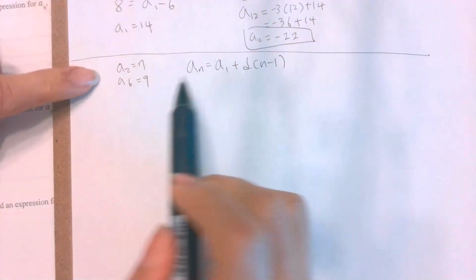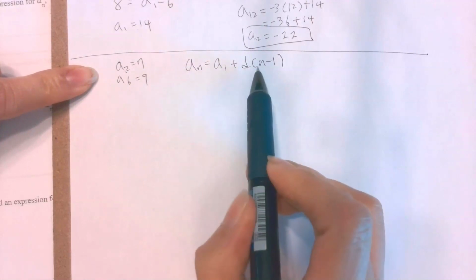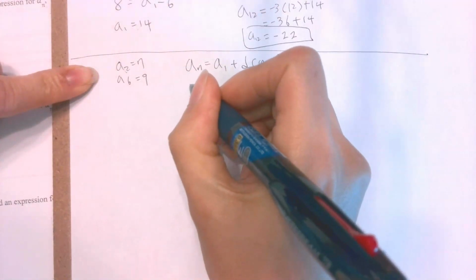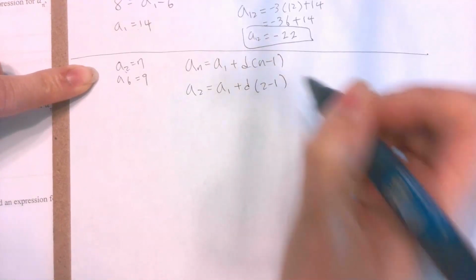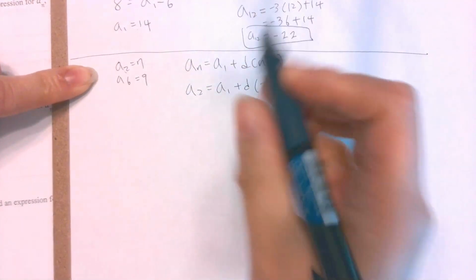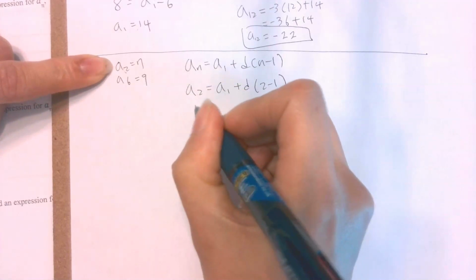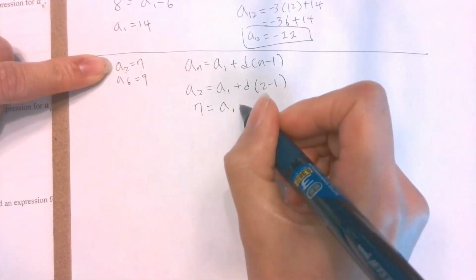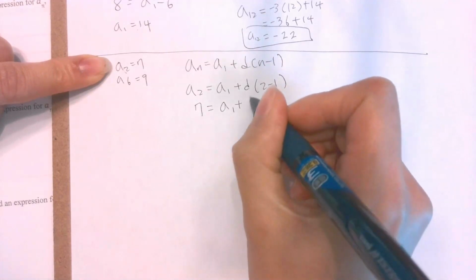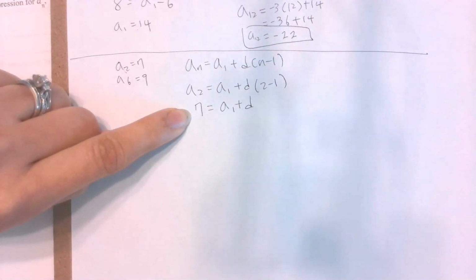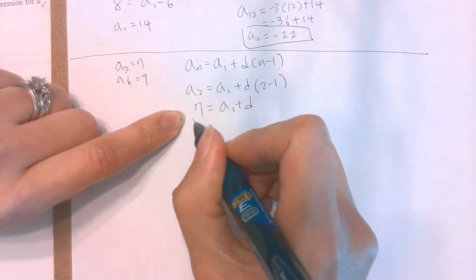So first, I'm going to take that 2 and plug it into my n here and here. So I got a sub 2 equal to a sub 1 plus d times (2 minus 1). Once again, instead of n, I'm putting 2 in. A sub 2 is 7, so 7 is equal to a sub 1 plus 1 times d, which is d. You good? All right, so I got this one equation over here.